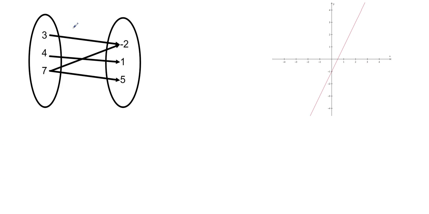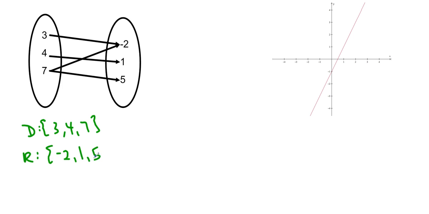Okay, so again, this is a mapping diagram, and you don't have to write 7 twice, you're just going to write it the one time, 3, 4, 7 in order, and range negative 2, 1, 5. And here we have our line, and just a reminder for the line, there are no restrictions, so x in R, y in R, unless of course you have a vertical or a horizontal line, then it's a little bit different.